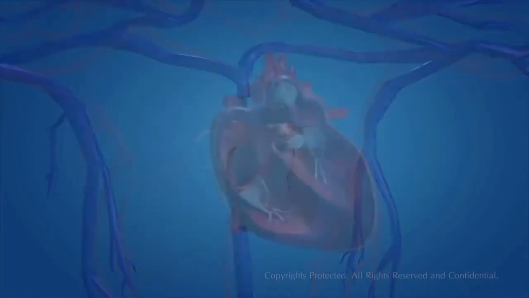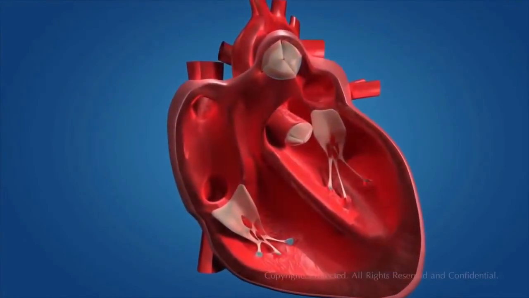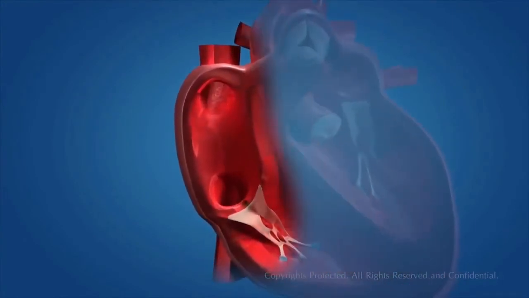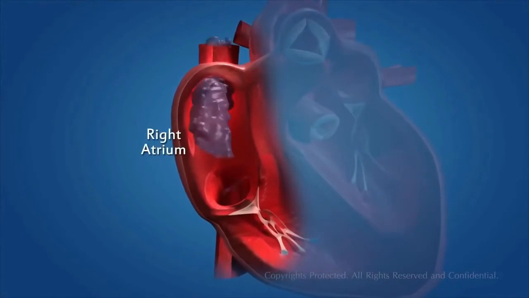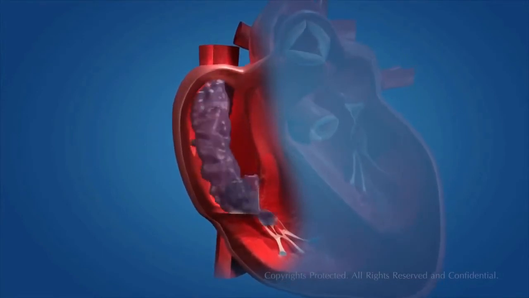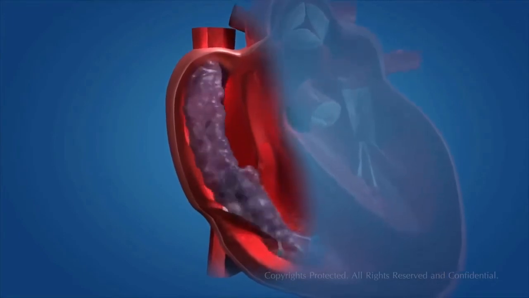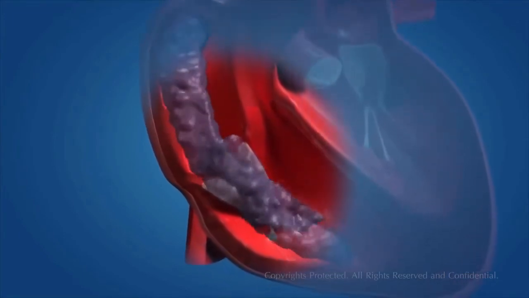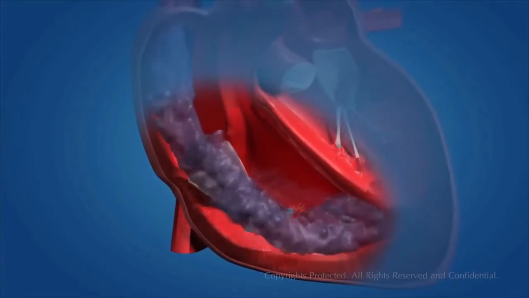The deoxygenated blood from different parts of the body enters the upper right chamber of the heart, which is called the right atrium. The right atrium gets contracted, allowing the blood to flow into the right ventricle, which expands with the contraction of the right atrium, through the one-way valve.